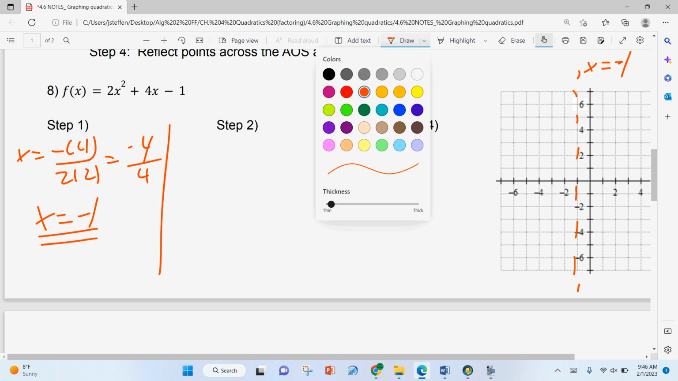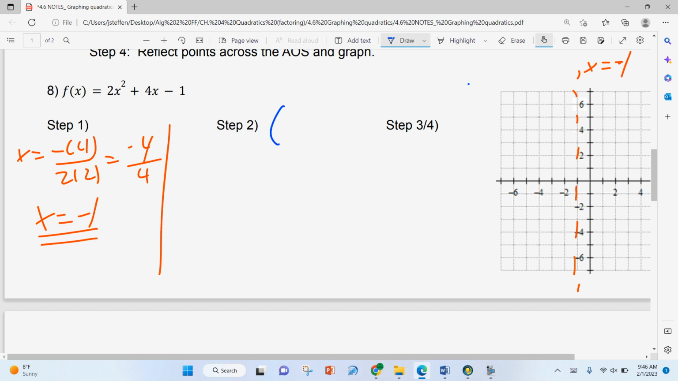Step 2 then, find your vertex. So we have the x value of my vertex, and again, obviously it's got to go on that axis of symmetry. So plug that in. We have 2 times (2) squared plus 4 times (2), minus 1.